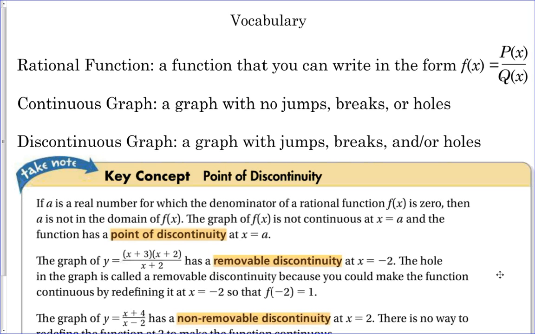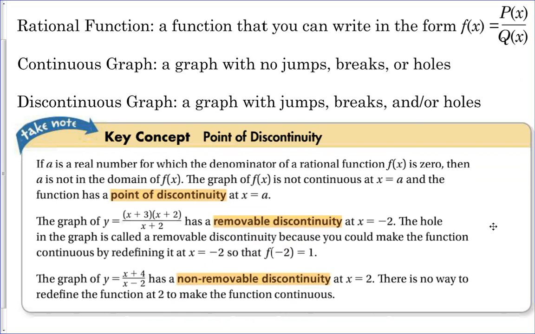A continuous graph is a graph with no jumps, breaks, or holes. Meaning, if you put your pencil down on the left side of your paper, you could draw the entire graph without picking up your pencil. Discontinuous graph, a graph with jumps, breaks, and or holes. Meaning, if you put your pencil down on your paper to draw your graph, you'd have to pick it up at least once to draw your graph. All right.